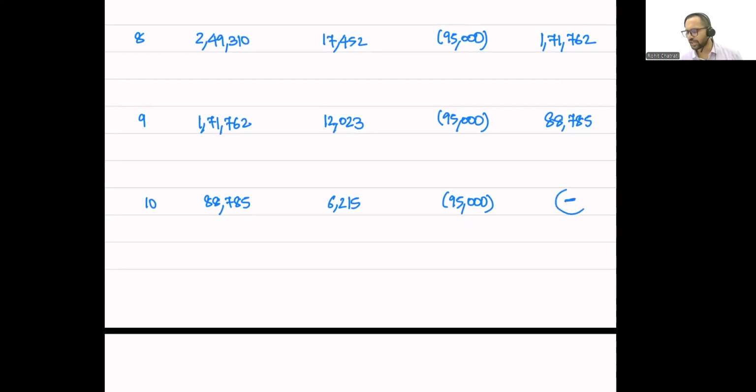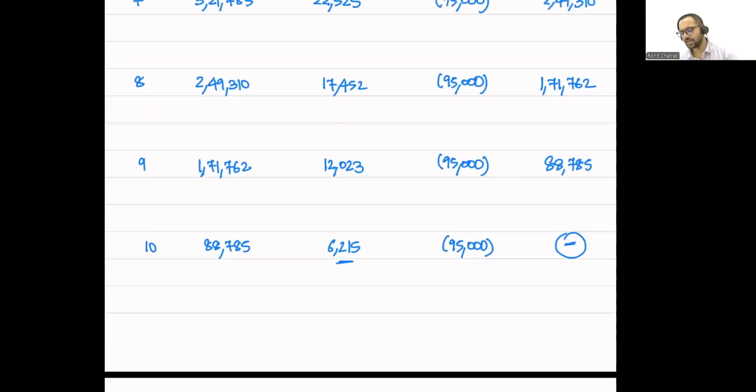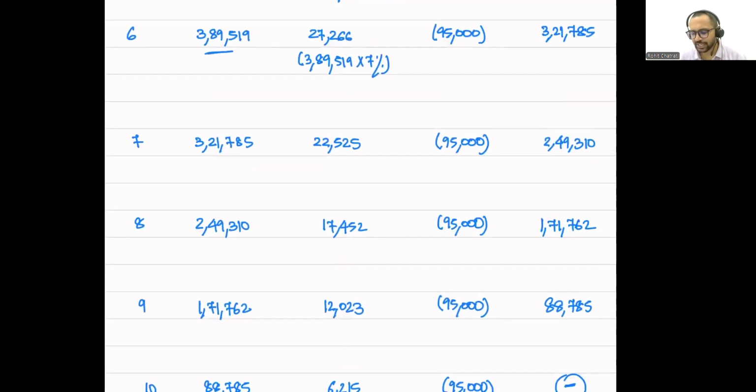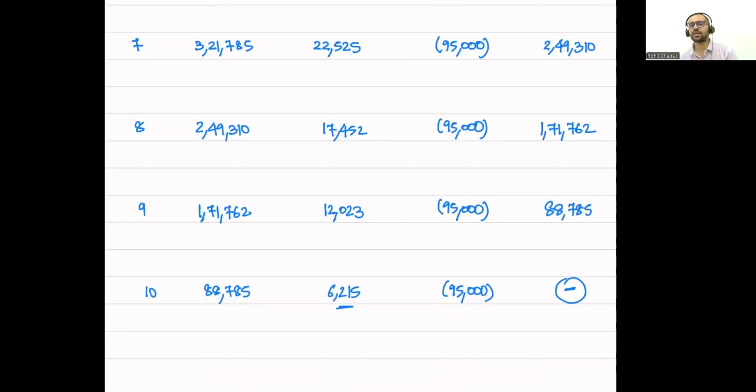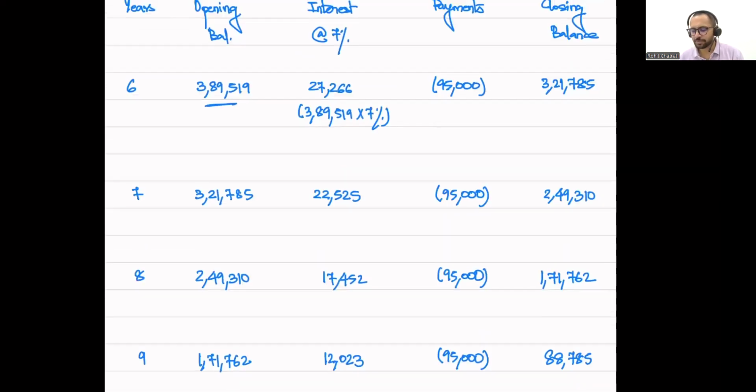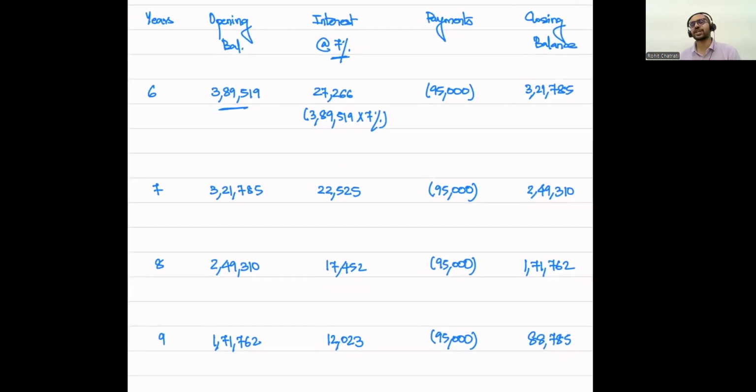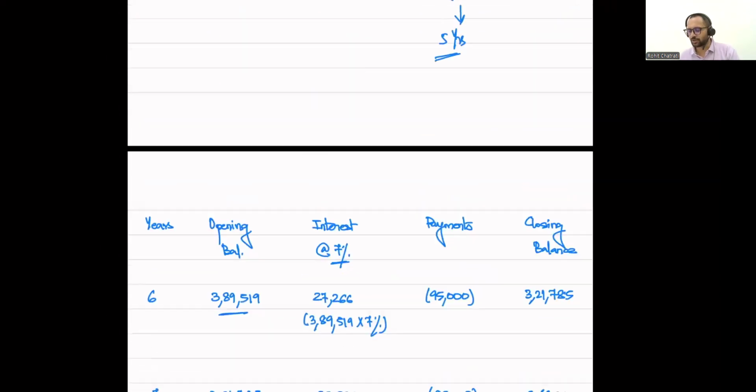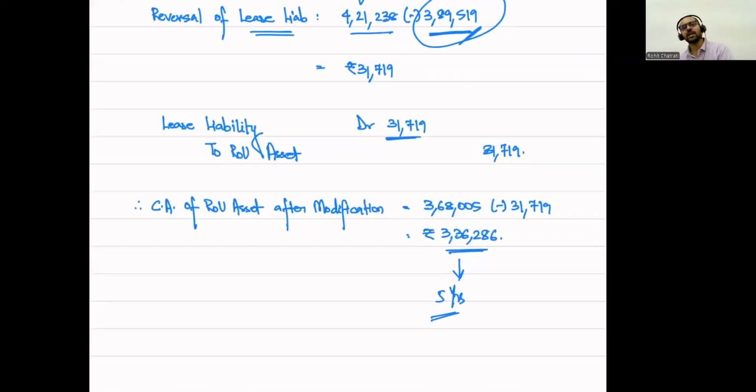If there was any rounding difference, I would have adjusted it in the interest column. All right. So I have a lease liability wherein I start with 3,89,519 after the modification, and at the end of 10th year, when the lease contract is getting over, the lease liability goes down to zero. I am calculating interest at the rate of 7 percentage, which is the revised rate at which I have discounted the future cash flows. All right. So the lease liability schedule undergoes a change after modification because I now have to calculate interest at the revised discount rate. The depreciation also similarly undergoes a change.